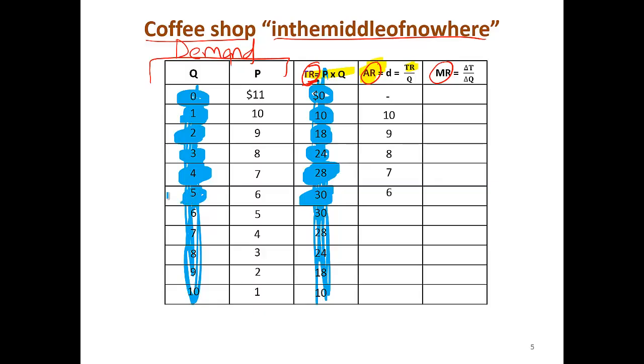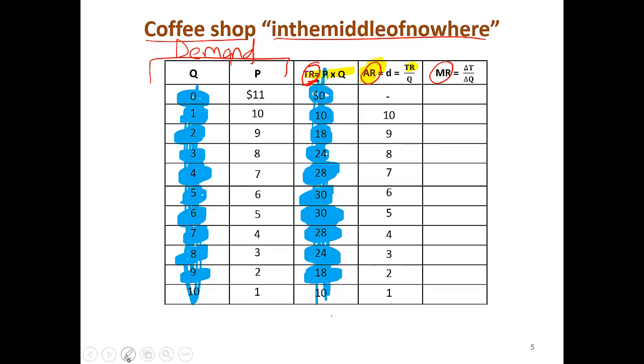divided by 5 is 6, 30 divided by 5, I messed it up. $28 divided by 7 is 4, 24 divided by 8 is 3, and 18 divided by 9 is 2, and 1. Okay, so this is your average revenue.